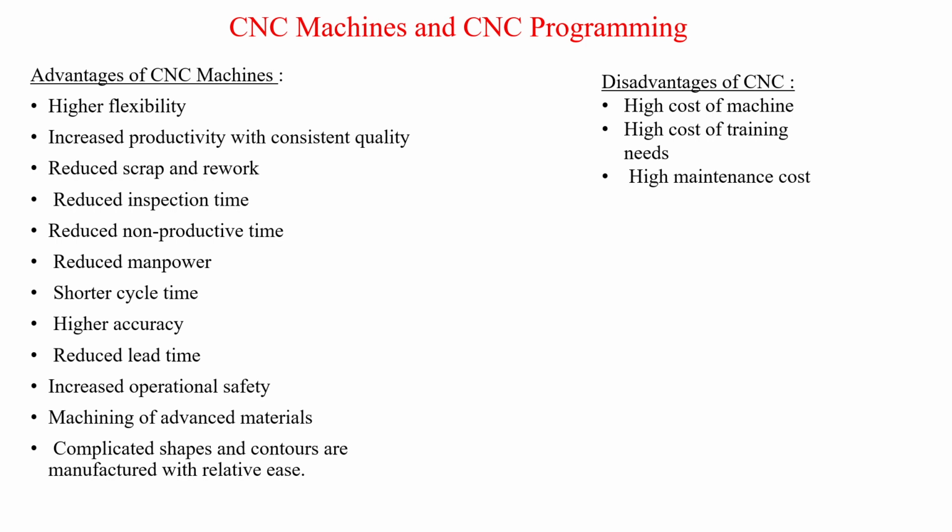And we can machine advanced materials, because when you are doing it manually or by hand, you cannot machine every material. You cannot machine every hard material, because you are doing it yourself. But with this you can machine advanced, very hard materials also. And also by hand you cannot make complicated shapes. You can make simple shapes, but making complicated shapes is very difficult. Therefore in this you can make very complicated shapes and contours.